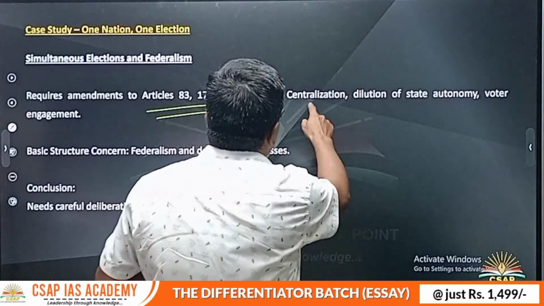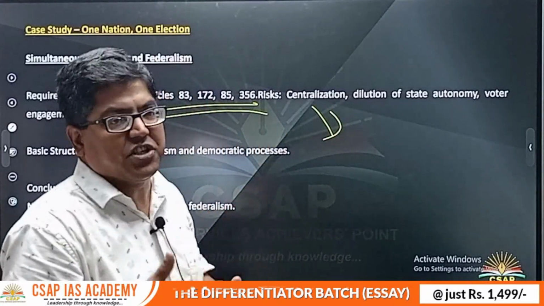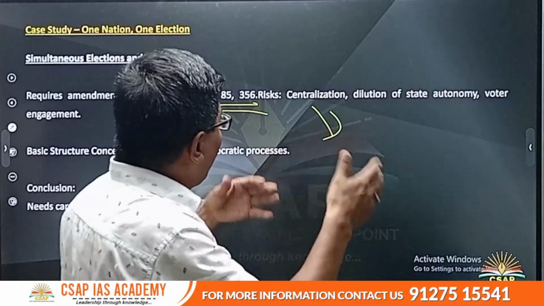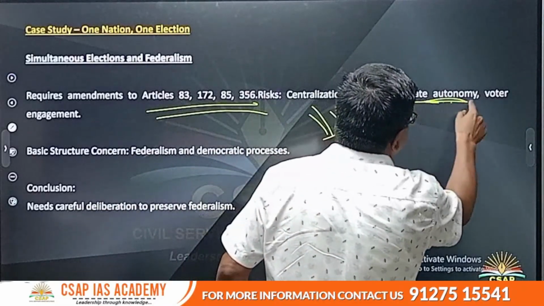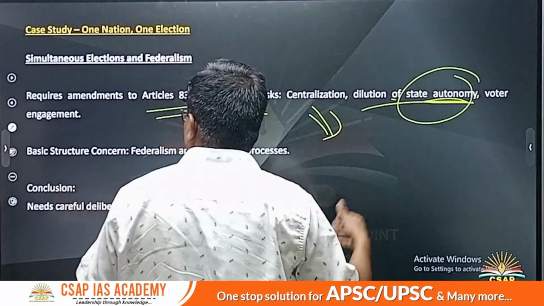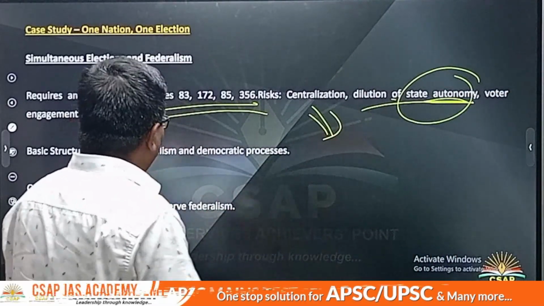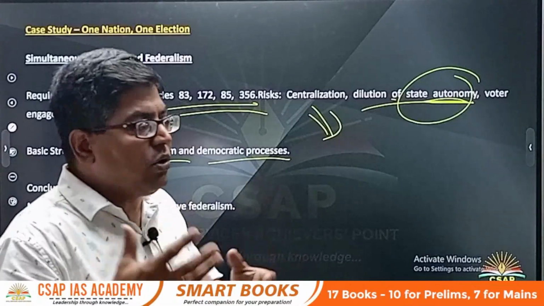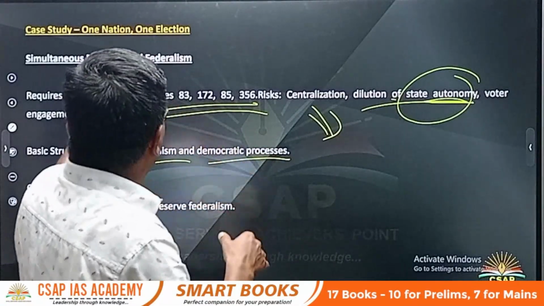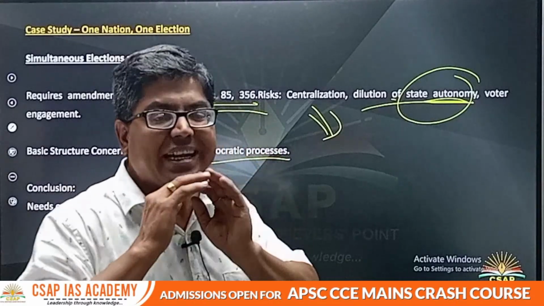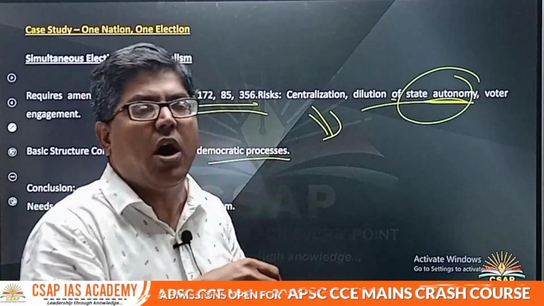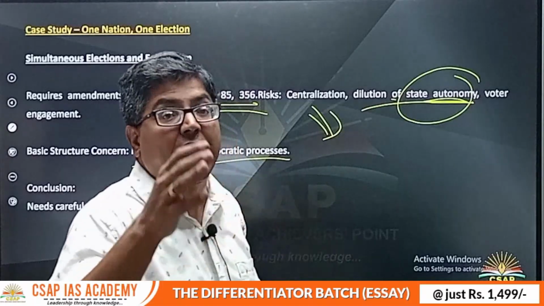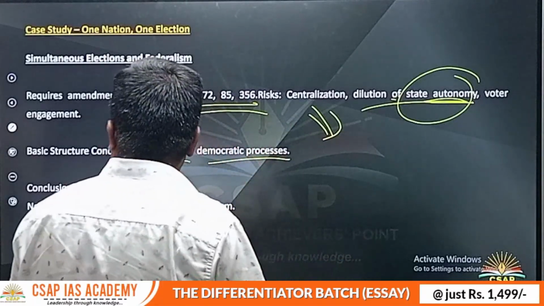So centralization, again, there is risk of over-centralization. Again the spirit of the constitution is that there should be decentralization, federalism, distribution of power. All those things could be affected, dilution of state autonomy, and voter engagement also could be compromised. So therefore, federalism and democratic processes. How do we negotiate, how do we find a way out while talking about one nation, one election? We just don't get carried away, but understand the complications involved, including the constitutional amendments that may be required for us to implement one nation, one election. That kind of understanding you need to bring about.